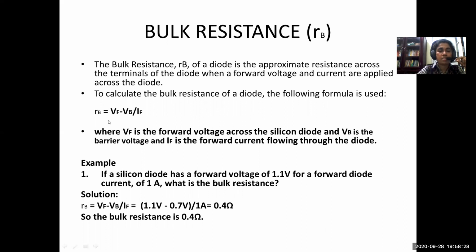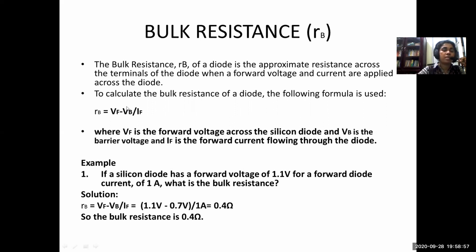RB, the bulk resistance, is equal to the effective voltage, which is VF minus VB. VF is the forward voltage applied to the diode, minus VB, because VB is the potential barrier or the knee voltage. Out of the total voltage given by the supply or the battery, an amount VB will be used to overcome the barrier.